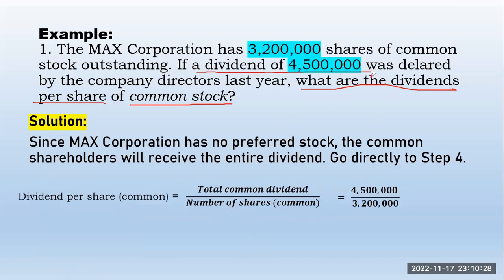So, ang dividend natin, total common dividend is 4,500,000 divided by the number of shares. Okay, so 3,200,000 shares of common stock. So we have the number of shares for common stock, we have 3,200,000. So just divide this to 4,500,000 divided by 3,200,000, and that is equal to 1.41 per share.